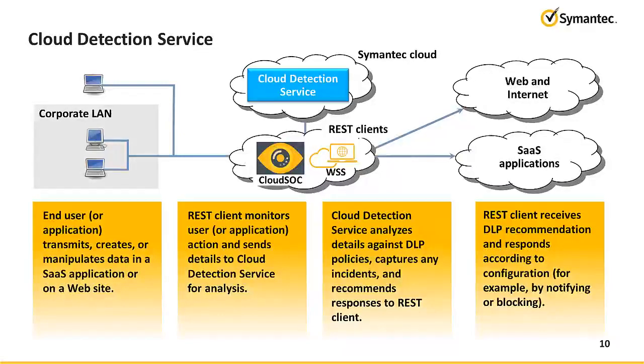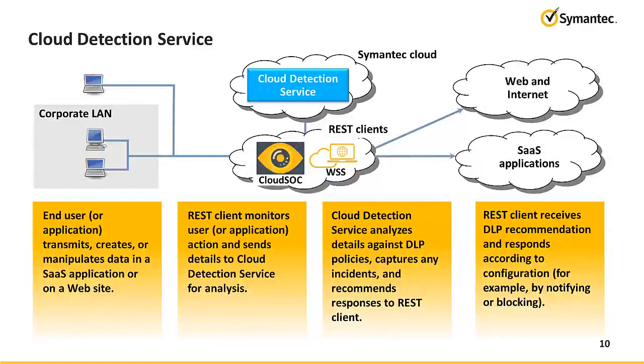Cloud Detection Service is currently certified to integrate with Symantec CloudSOC, a Cloud Access Security Broker, or CASB, as well as Symantec Blue Coat Web Security Services, or WSS, a cloud-based web proxy service. The integration with CloudSOC is especially robust in that Cloud Detection Service can tell CloudSOC to block or take other actions on confidential data in motion upon upload to supported cloud applications, or alternately, to delete or take other actions on confidential data at rest residing in supported cloud applications.